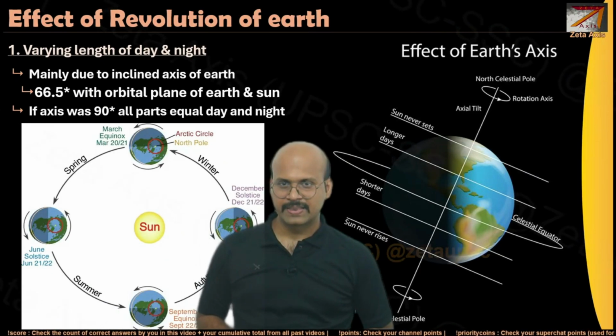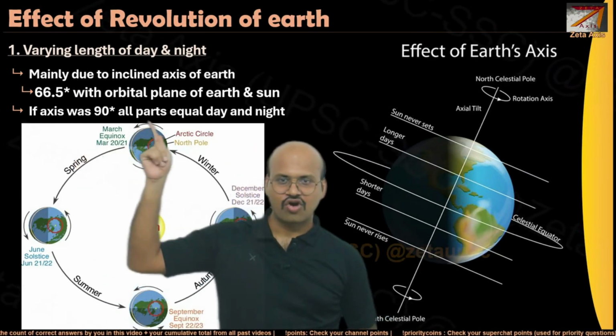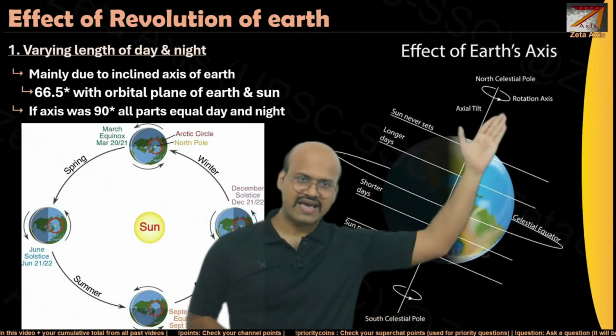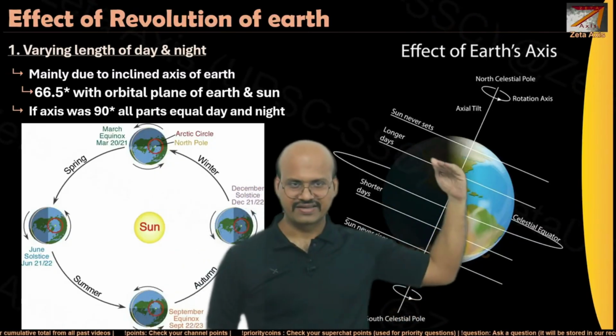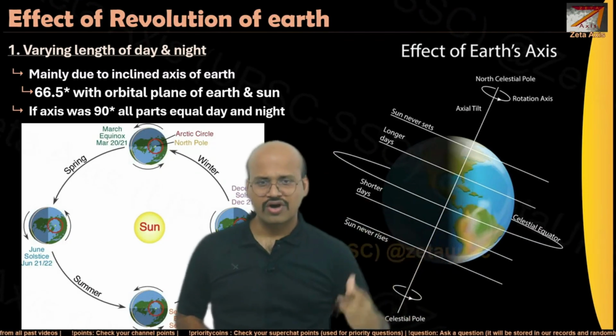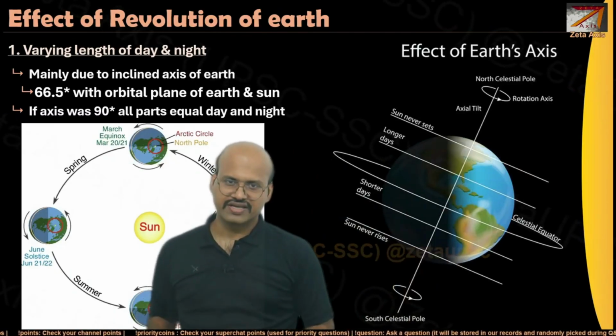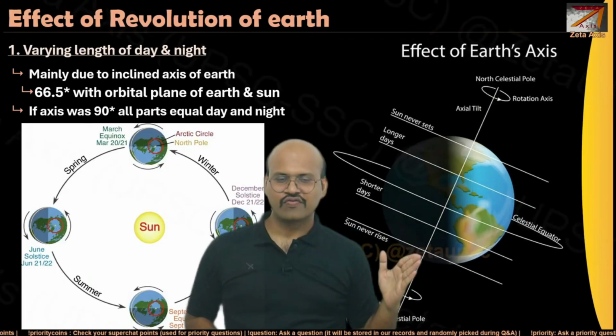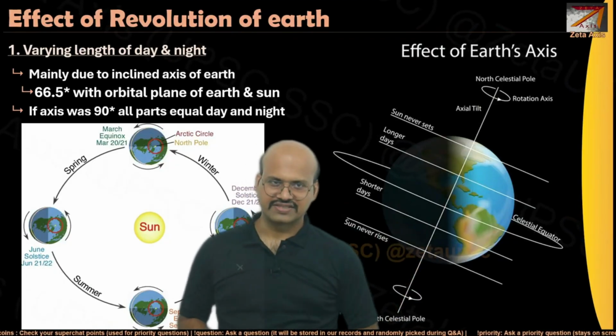If the axis was 90 degrees, all parts would have equal day and night. So if this axis was 90 degrees rather than inclined, then throughout the year we would have equal days and equal nights all across the planet. But because it is inclined, we have variable length of days and nights.